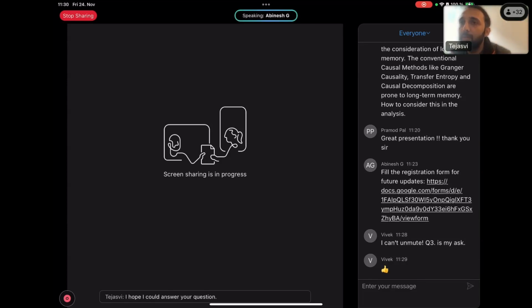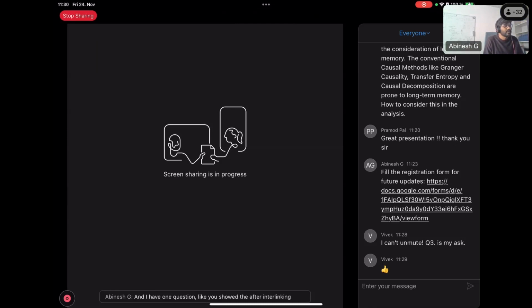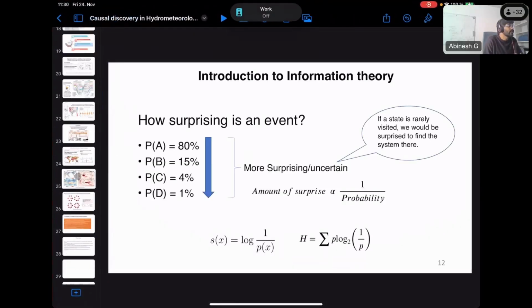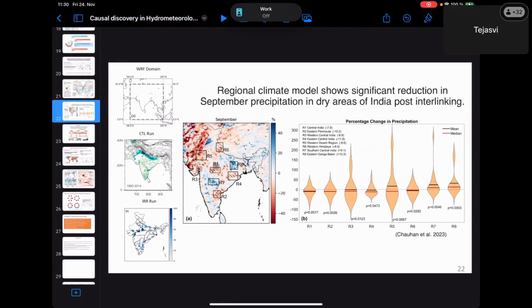And I have one question, Tejasvi. You showed the effect after interlinking. I noticed a strong decrease in the precipitation in Pakistan and all. It goes up to -40%. It was huge. Why is it so? That is not statistically significant at all. This region is partially, but this is not. If statistical significance is not established, it could just be an artifact, meaning it could just be out of randomness for this region.